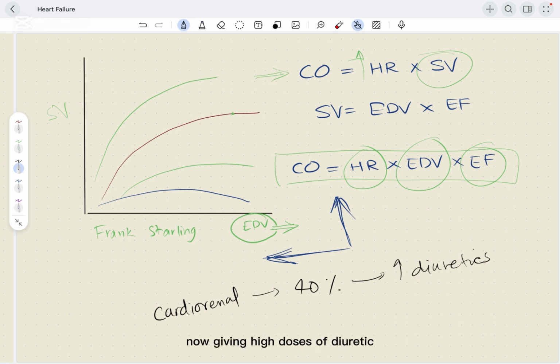Now, giving high doses of diuretic is something that a clinician is generally quite wary of, because they think that the creatinine rise will get worsened with the use of IV diuretics. But research has shown that creatinine rise after the use of IV diuretics in acute heart failure is not associated with any true renal tubular damage, and it is not associated with any worse outcomes as well.